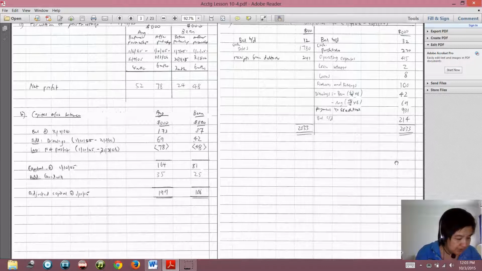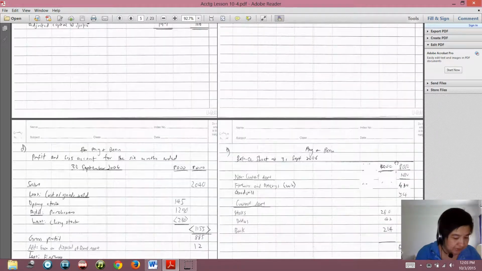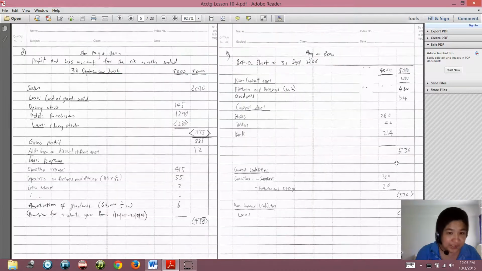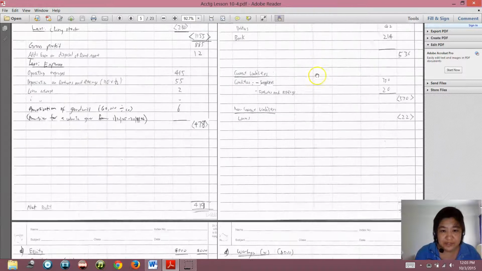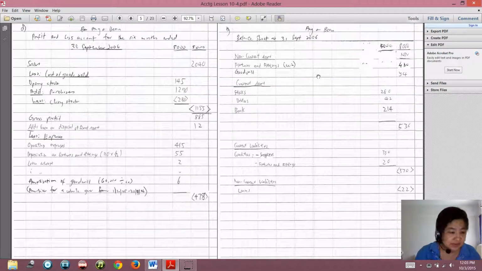Then part D says prepare a profit and loss account and a balance sheet, showing a detailed breakdown of the capital account of Ang and Bin. So you're supposed to do the profit and loss account for 30 September 2006 and a balance sheet. So what you're supposed to do is lay out your question first.